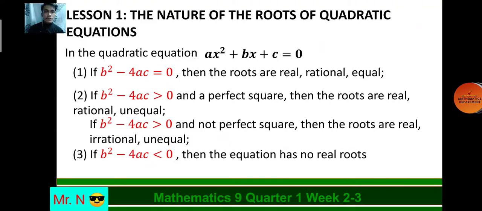Okay, recall lang natin, no? What do you mean by rational? When you say rational or rational numbers, these are numbers or value or quantity that can be written in a form of fraction. Kabaliktaran naman yung irrational. Irrational naman are quantities or numbers that cannot be written in a form of fraction. Okay?